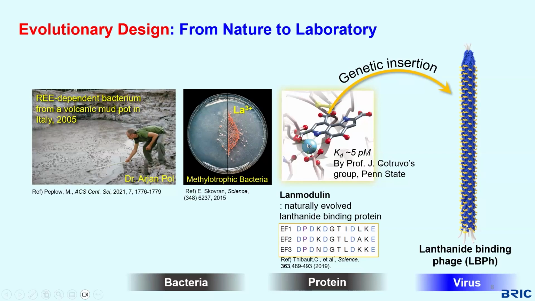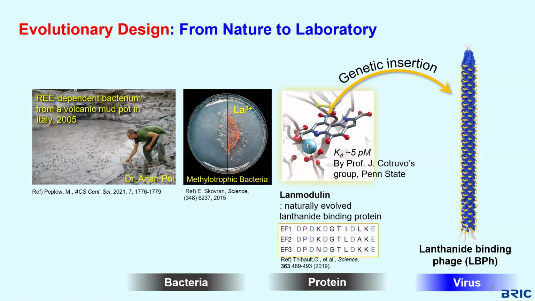And biochemists like Professor Kotrovo's group jumped into this field and found this unique protein code that can bind the rare earth element inside the bacteria. This DPKD-GTID-LKE is the amino acid sequence that can selectively bind rare earth elements over other metal ions.